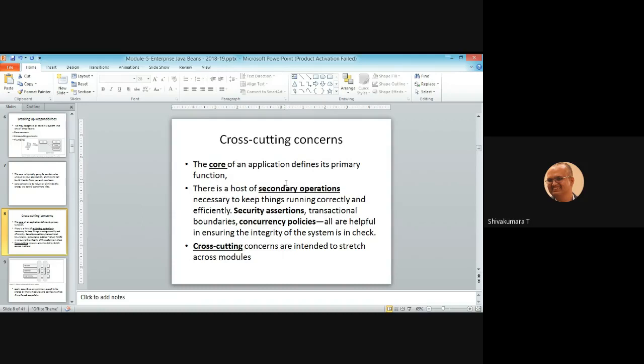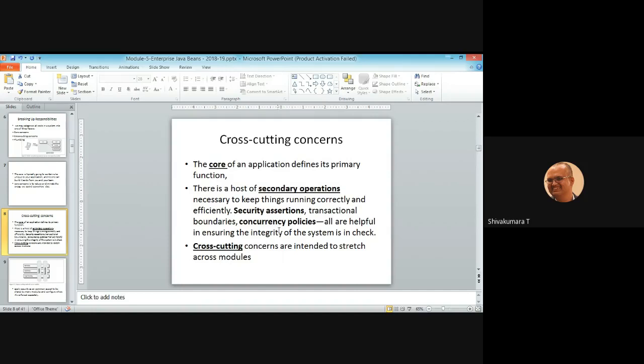So you need to check the balance before withdrawing. If it exceeds the balance, it should not allow you to do that transaction. You need to keep these things running, whether correctly or efficiently. And you also need to check the security assertion. One cannot withdraw your money.